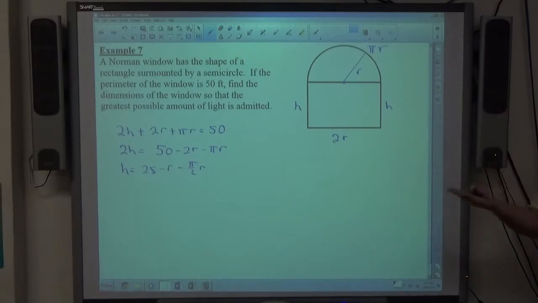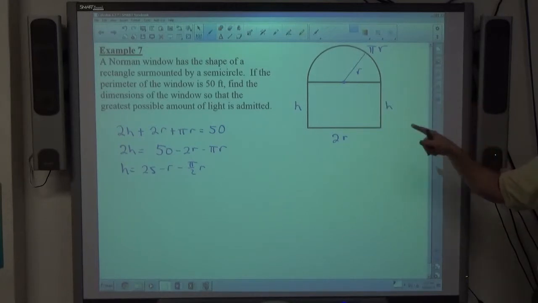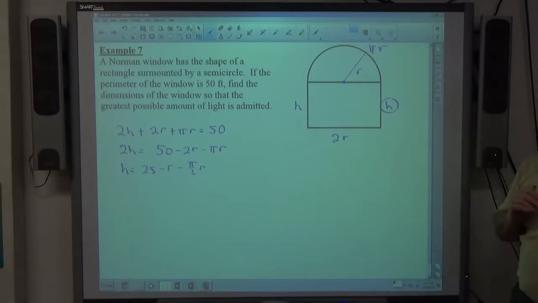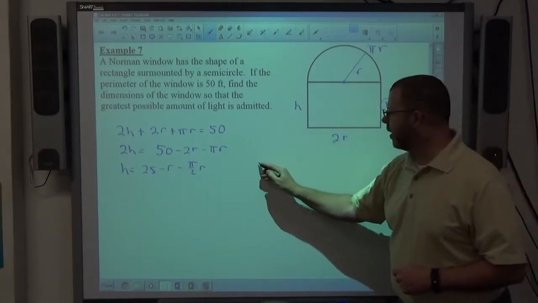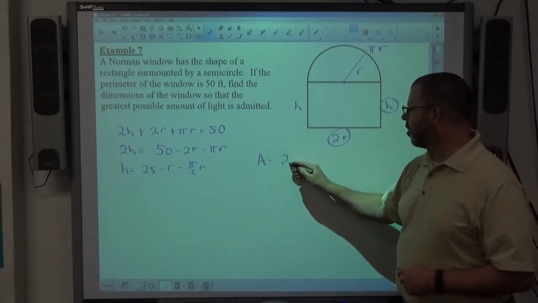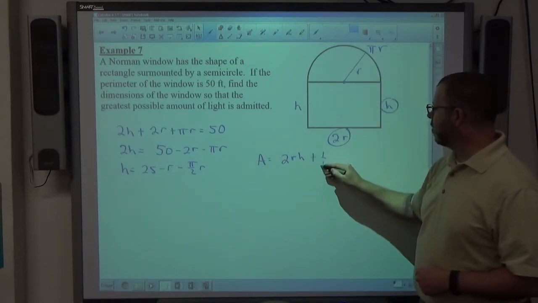So again, the perimeter being 50 allows me to get h in terms of r. So now, instead of having 2 variables for this picture, I actually only have 1 variable. I have r, and then what h equals in terms of r. All right. Now, if I wanted to create an area formula for this thing, I have the rectangle area is the length times the width. That'd be 2rh. And the semicircle is going to be 1/2 pi r squared.